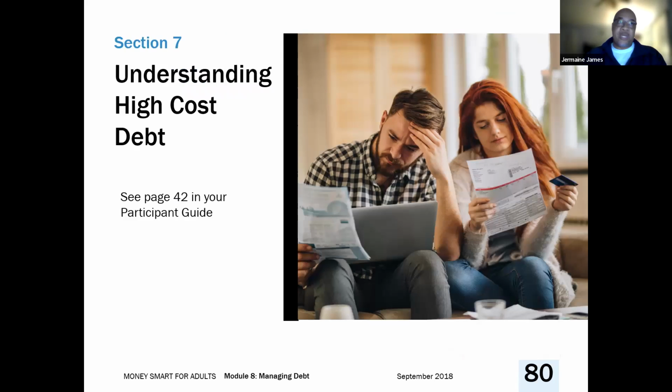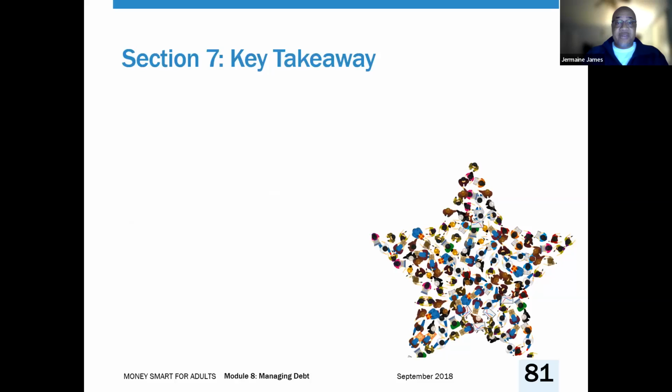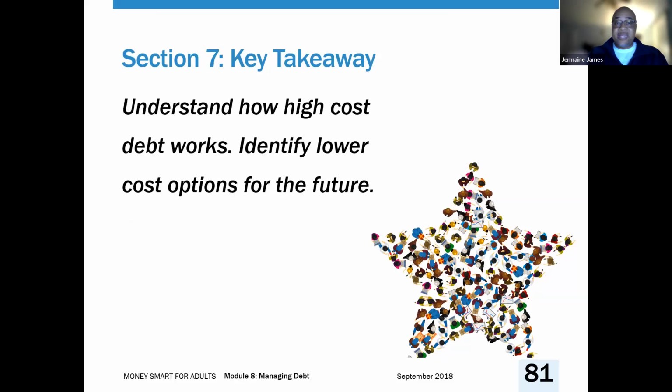And just a quick time check, it is 6:47 on my watch. So we're going to go through section 7, understanding high cost debt, which will be on page 42 in your participant guide. So section 7, key takeaway: understand how high cost debt works and identify lower cost options for the future.